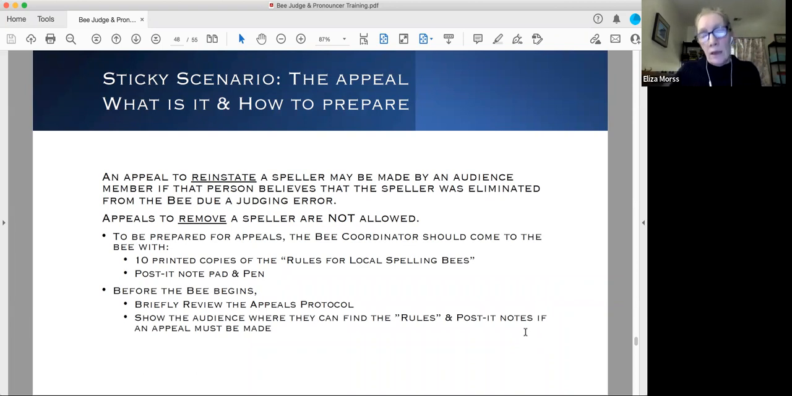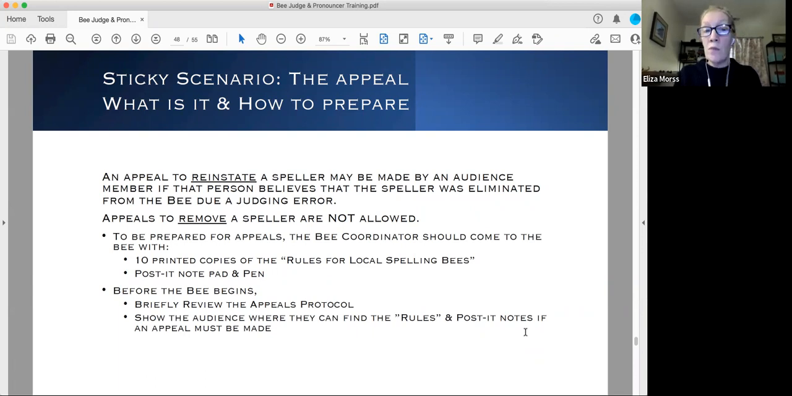The appeal. What is it and how to prepare for it? And everybody hates it. Okay, so an appeal to reinstate a speller may be made by an audience member. If you don't have an audience, appeals can't be made. So maybe COVID is a good thing. So it can be made by an audience member if that person believes that the speller was eliminated by the judges due to a judging error.